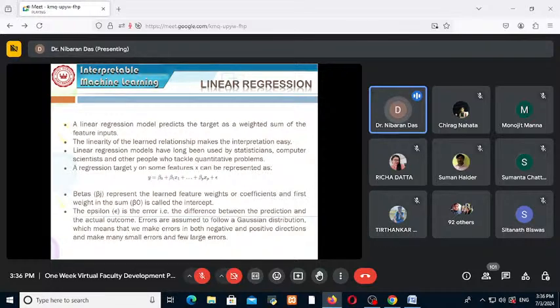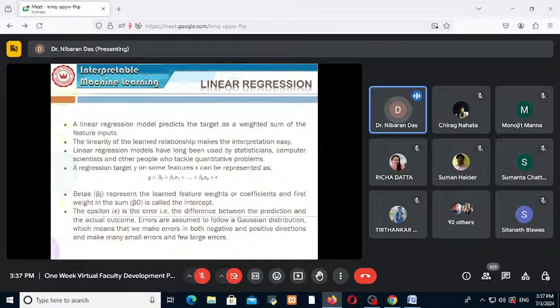The linearity of the learned relationship makes the interpretation easy. Linear regression models have long been used by statisticians, computer scientists, and other people who tackle quantitative problems. Regressing target y on some features x can be represented as y equals beta 0 plus beta 1 x1 plus ... plus beta p xp plus some error. From the equation you could easily identify the weight of the particular features. For example, if x1, x2 to xp are the features, beta 1 and so on are their corresponding weights.